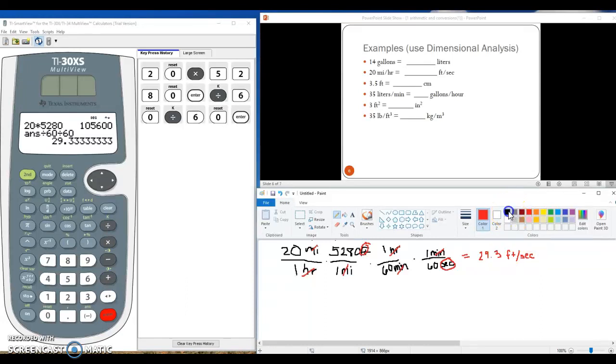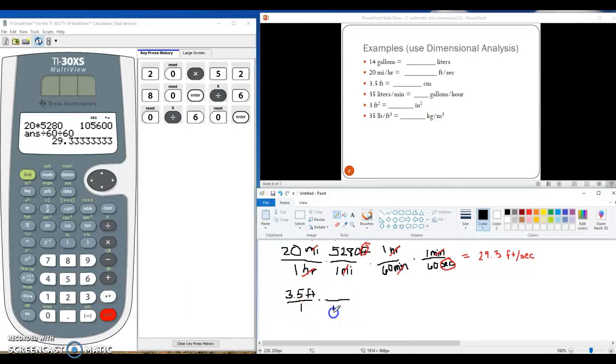All right, let's try the next example. So this time we have 3.5 feet and we want to go to centimeters. 3.5 feet is not in fraction form, so we have to make it a fraction by putting it over 1. You may want to pause the video here and see if you can set this one up on your own.